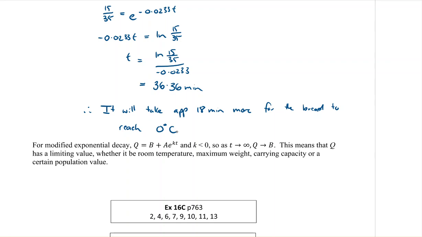There's a little reminder here at the bottom. For modified exponential growth and decay, if our growth constant, our k, is less than 0, meaning negative, it means it's one of the decay questions where it's coming down. As time approaches infinity, our quantity approaches our environment temperature if it's the cooling one, and that's always going to happen. This means that Q has a limiting value, whether it be the room temperature, a maximum weight or carrying capacity, or a certain population base. It's approaching that value. Okay, so that's the end of our topic.